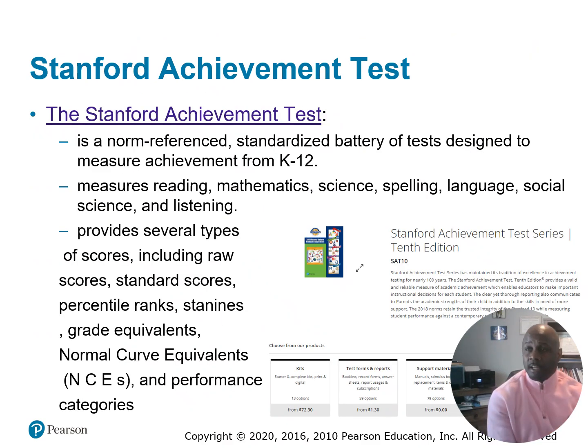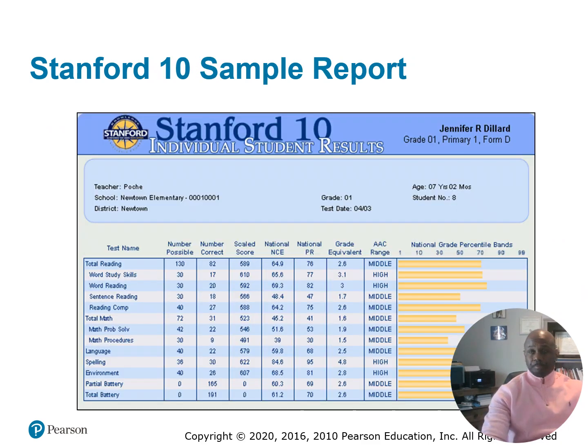Here's an example of the Stanford achievement test, right? It's a norm reference standardized battery for tests designed to measure achievement from K to 12, where it measures reading, math, science, spelling, language, social studies, and listening, right? Again, you can see down at the bottom, it provides several types of scores: raw scores, standard scores, percentile ranks, grade equivalents, normal curve equivalent. So it's going to follow that normal bell curve, right? And performance categories.